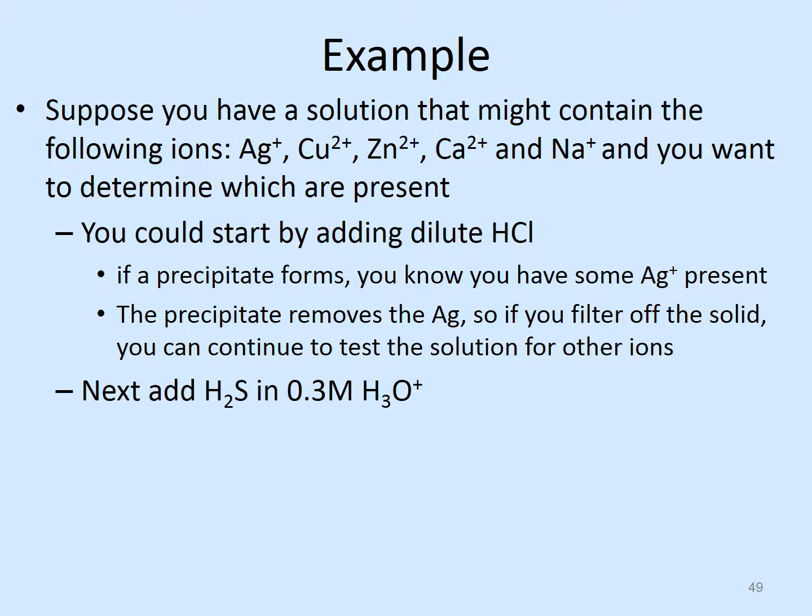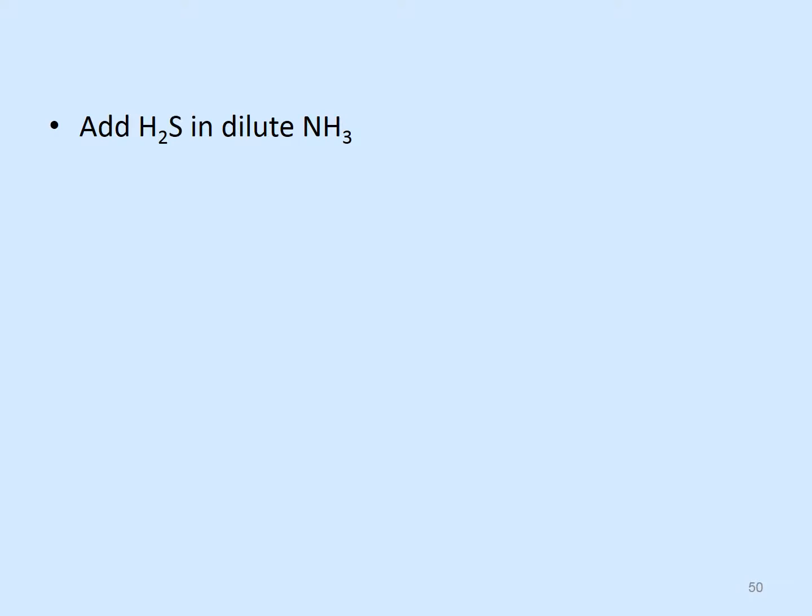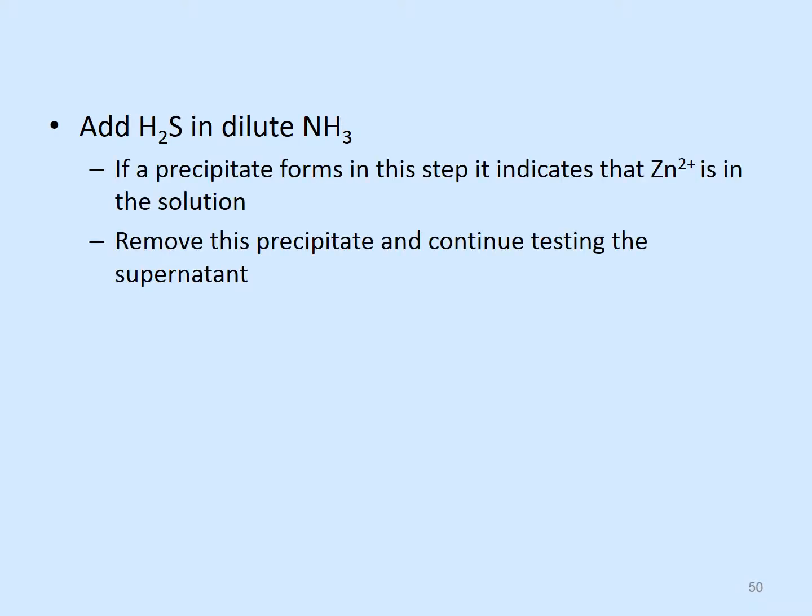So what would you do next? You would add the H2S in 0.3 molar acid. Now, which one of those would precipitate? If a precipitate forms at this point, then you can be sure you have copper, because copper is the only one of those 4 ions that will precipitate in that solution. So again, you can remove the solid and then continue to test the solution. So then you would try the H2S and NH3. If a precipitate forms in this step, then that means you have zinc in your solution. So again, now you can remove that precipitate and continue testing the supernatant.